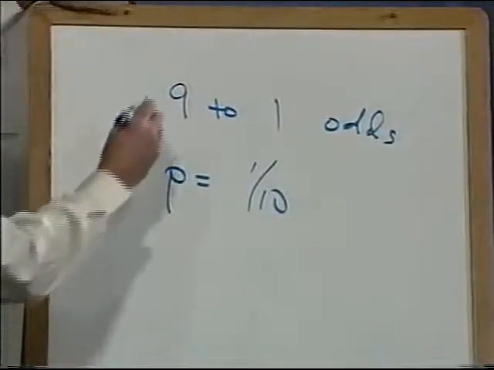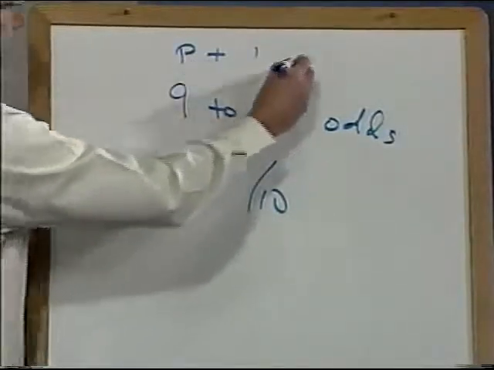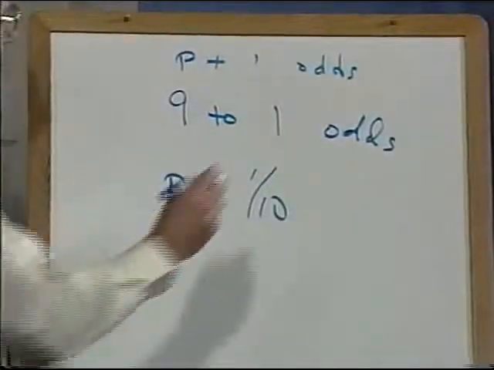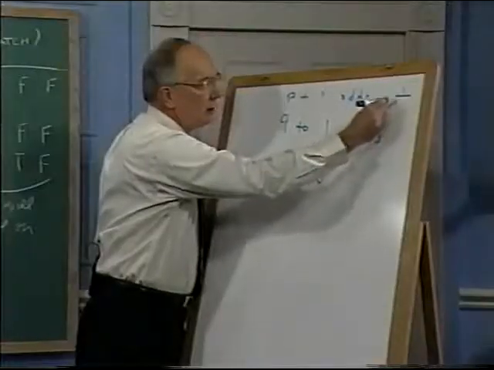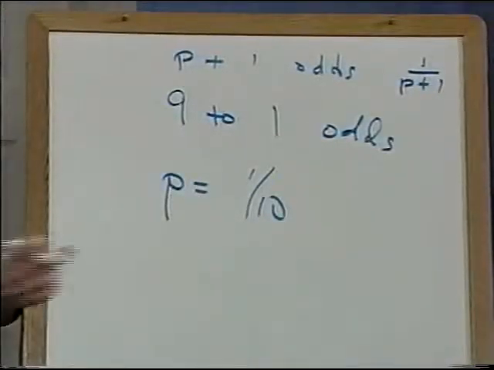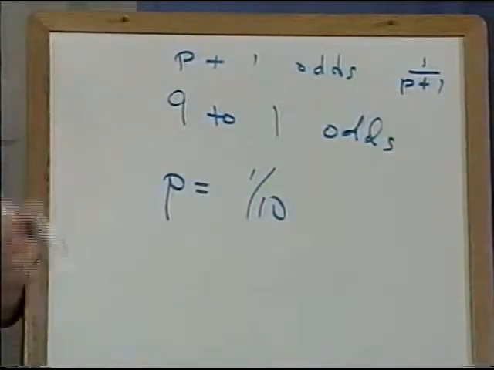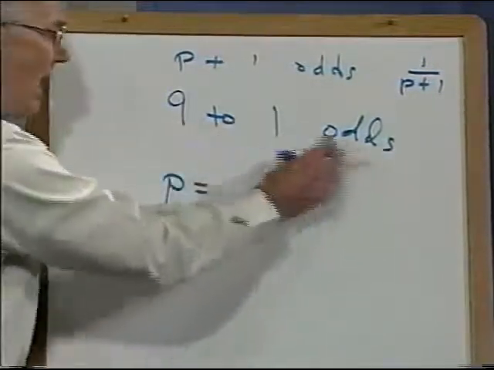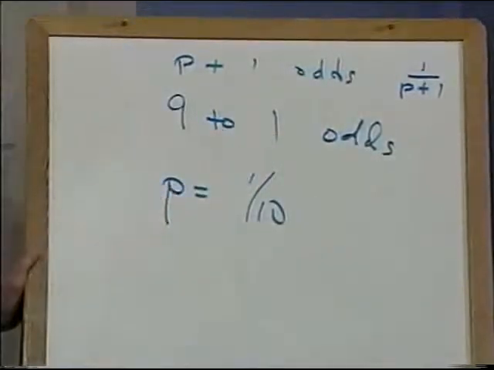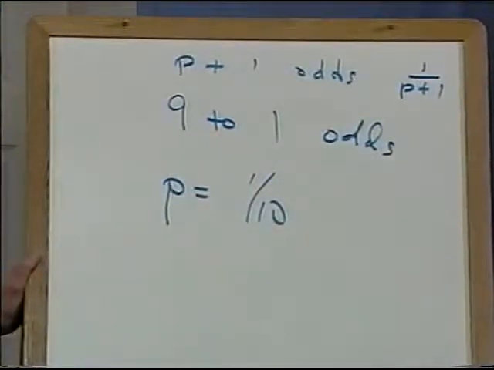So if you have odds of p-to-1, the probability associated with that is 1/(p+1). In other words, if I have 1-to-1 odds, that means if you bet $2, you'll get $2 back, plus the $2 that you win. 1-to-1 odds would be a probability of 1/2, which is considered an even bet. 9-to-1 odds means the probability is 1/10.